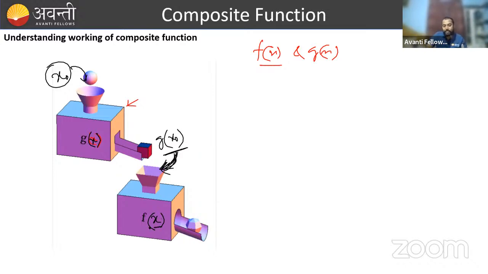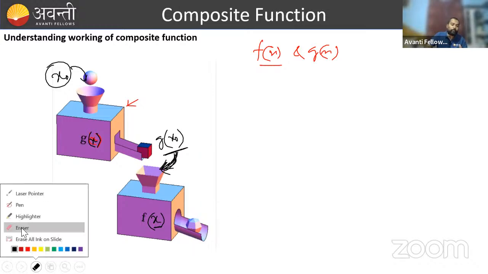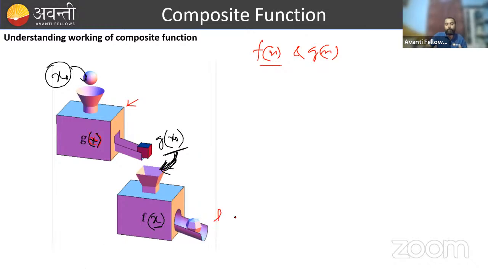So in place of x, you are putting g of x naught, right? So what you will get? You will get f of g of x naught. Is it or not? What is the output you will get? f of g of x naught you will get, right? So this is my input and this is my output. Okay, so what you are getting? f of g of x naught.